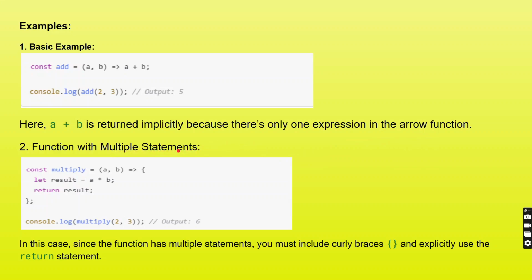Function with multiple statements. We have multiply with a comma b in parentheses, an arrow, an open curly bracket and a close curly bracket. Result equals a into b, and the return is result. So when we call multiply with 2 comma 3, 2 into 3, the output is 6. In this case, since the function has multiple statements, you must include curly braces and explicitly use the return statement.